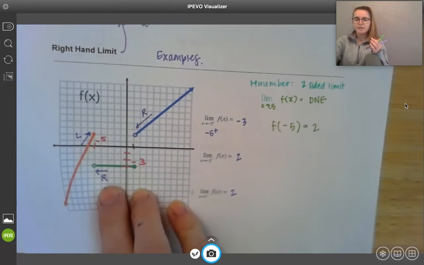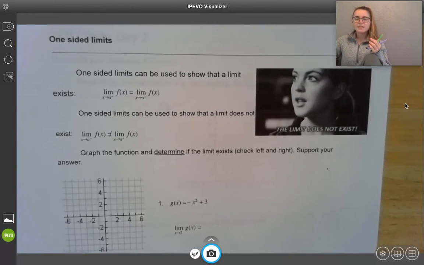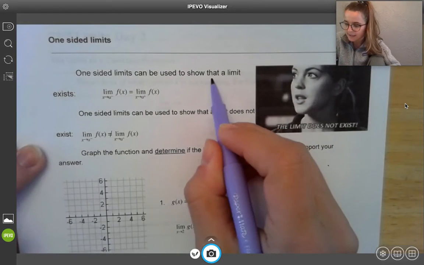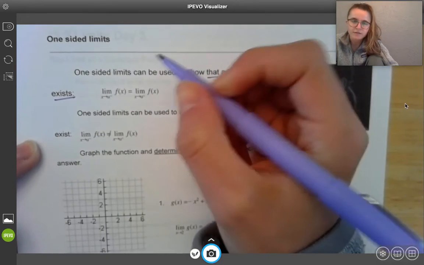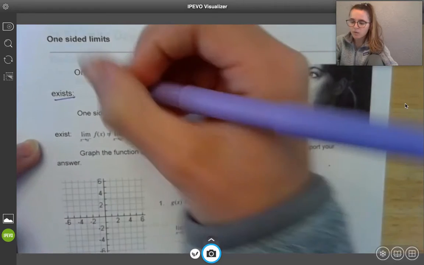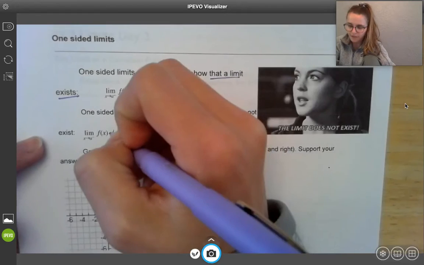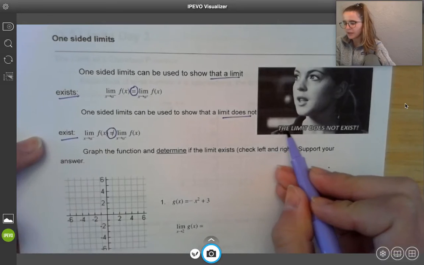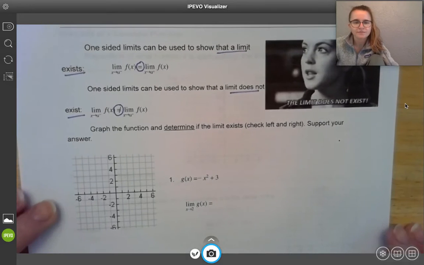Okay, so we're going to use this logic, our understanding of two-sided limits, to start proving some stuff about limits. One-sided limits can do two things. They're kind of the same. One-sided limits can be used to show that a limit does exist, and that's if from the left and from the right, they equal the same thing. At the same time, if they equal something different, then the limit does not exist, which is why I put a Mean Girls quote. It's the only time I get to talk about Mean Girls all year.